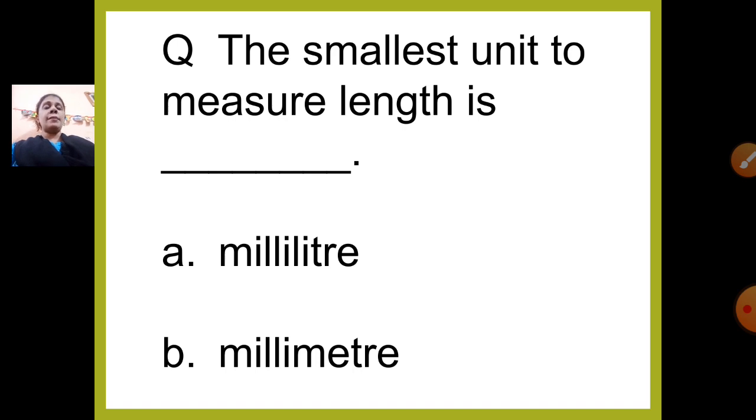The first question is, the smallest unit to measure length is dash. Option A, milliliter. Option B, millimeter. The smallest unit to measure length is dash.